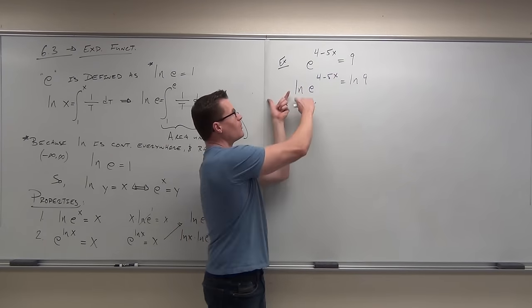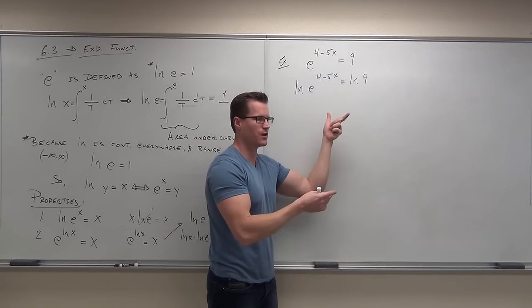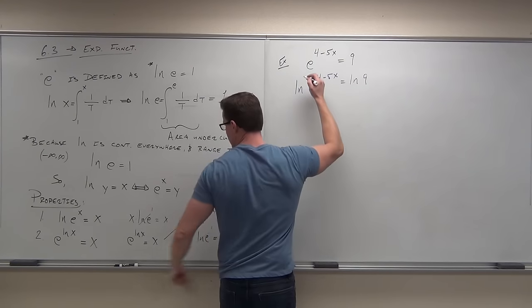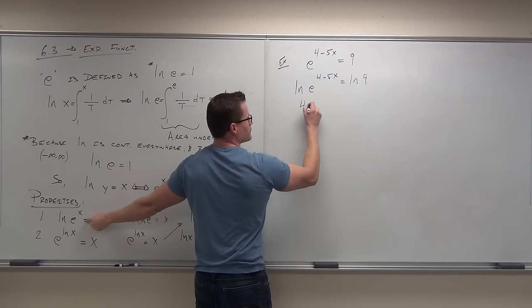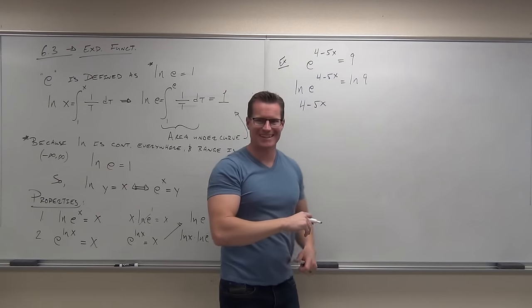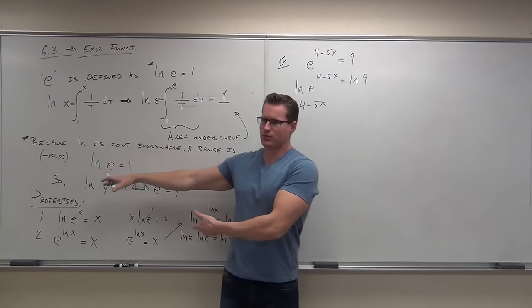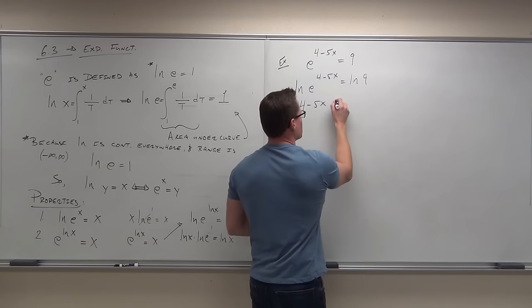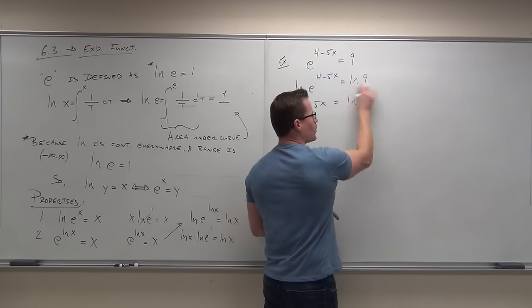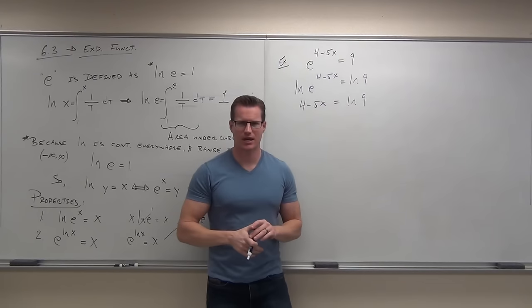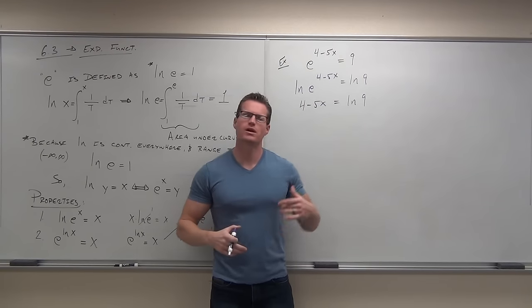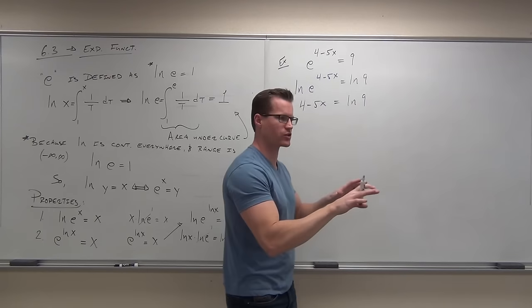You can bring it down, you go, oh, that's 1. Multiply by 1, you get 4 minus 5x. Or in other words, look here. This is 4 minus 5x. It's magic. No, it's not magic, we proved it, right? It has to work. Equals ln 9. Don't forget about ln on the right-hand side. Quick head nod if you're okay with that one. We're moving kind of quick here because this is algebra. I just want to refresh your memories.